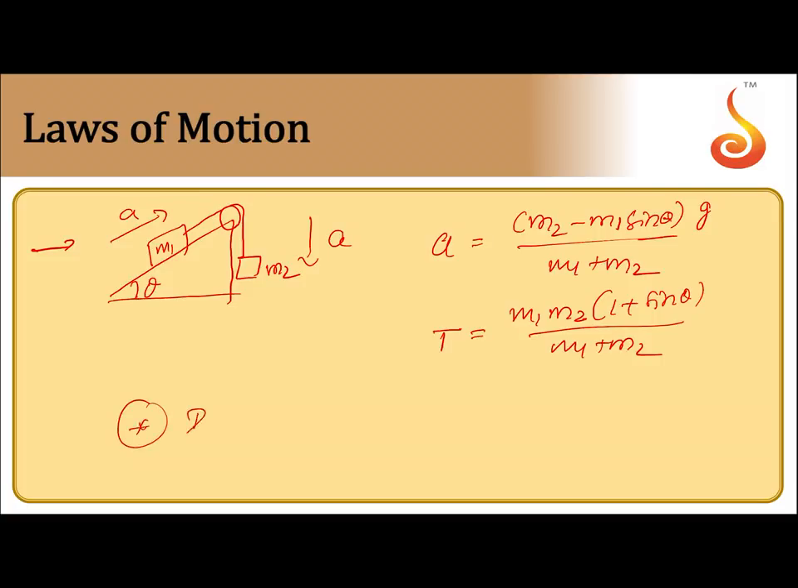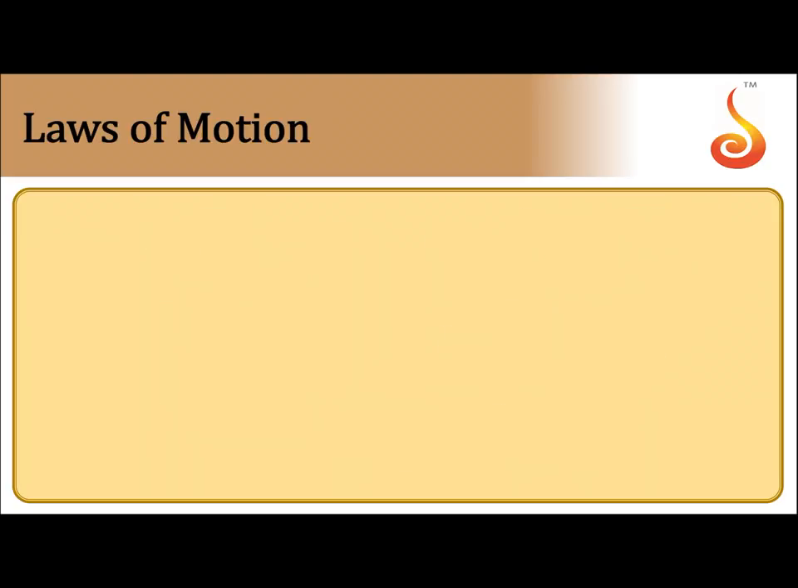Suppose the system is in equilibrium, then m1 g sin theta is equal to m2 g, or we can write m1 sin theta should be equal to m2. This is a special case. In fact, we can write it in the general form like this.